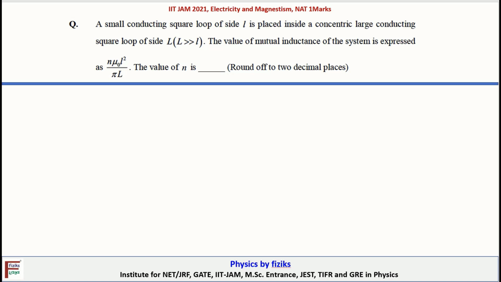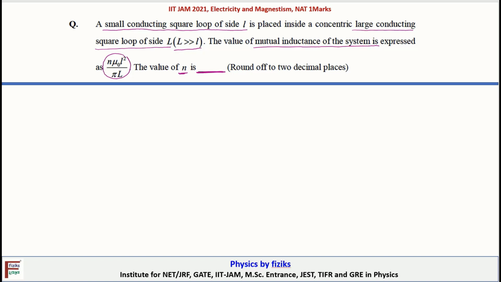In this question, it is given that a small conducting square loop of side l is placed inside a concentric large conducting square loop of side capital L, where capital L is far greater than small l. We have to find the mutual inductance of the system, expressed as n mu naught l square by pi L. So what will be the value of n? It's a numerical answer type question.